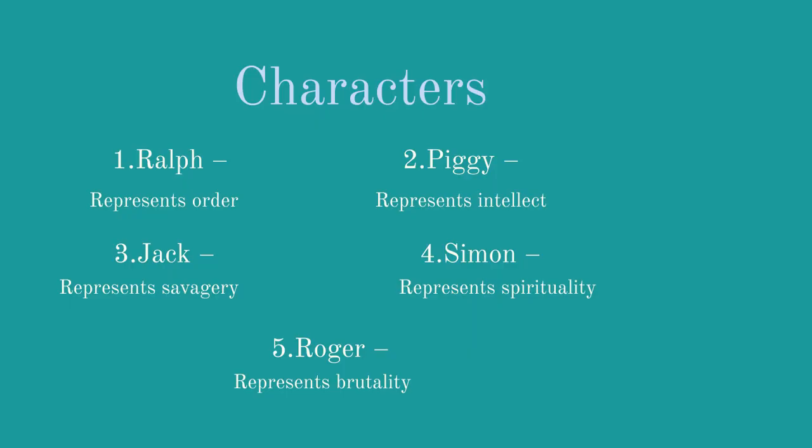After that we saw the major characters of the novel. The first one is Ralph, who represents order. The second one is Piggy, who represents intellect. The third one is Jack, who represents savagery. The fourth one is Simon, who represents spirituality. And the last one is Roger.